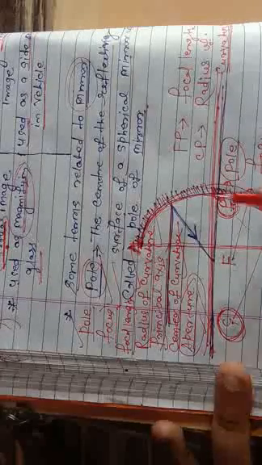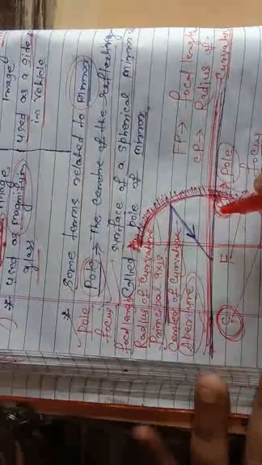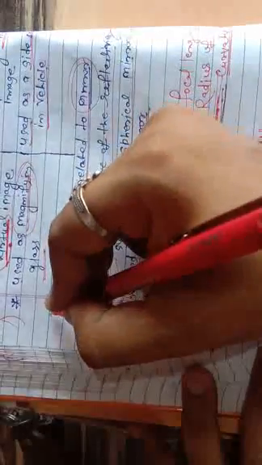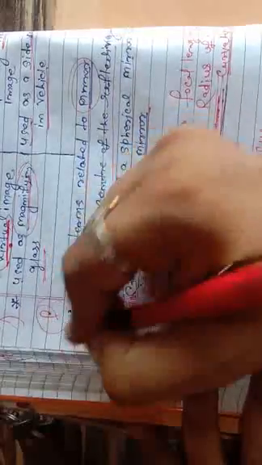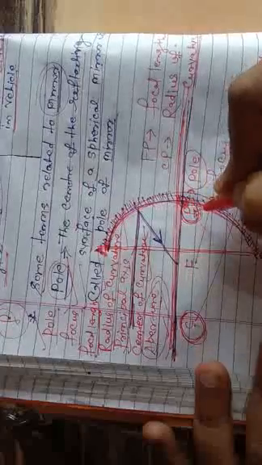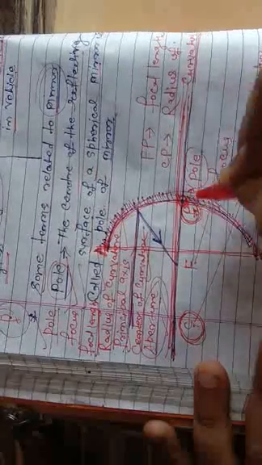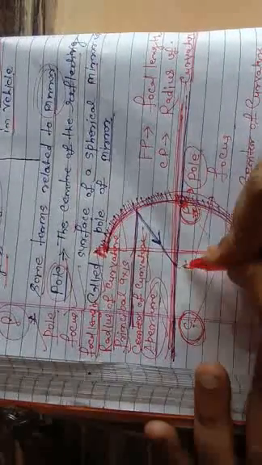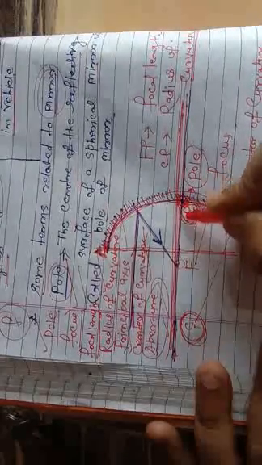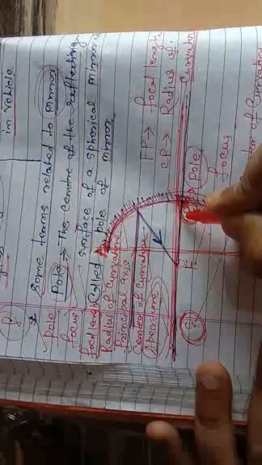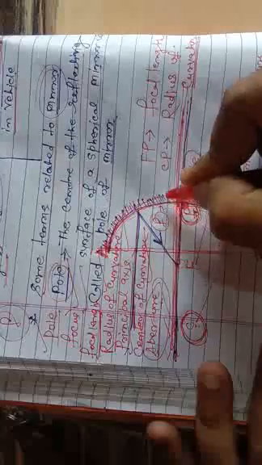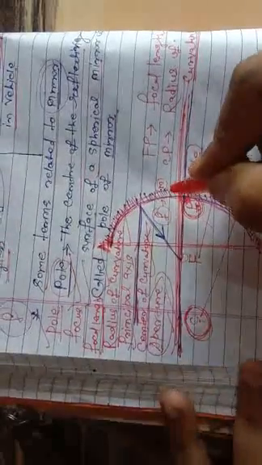Next we talk about focal length. Here I write focal length, and the focal length is always denoted by a small f. What is focal length? As we know, all the distances we measure from the pole of the mirror. So the distance between the focus and the pole of the mirror is called the focal length of the mirror. This is always denoted by f, and its SI unit is meter, because it's a kind of distance.